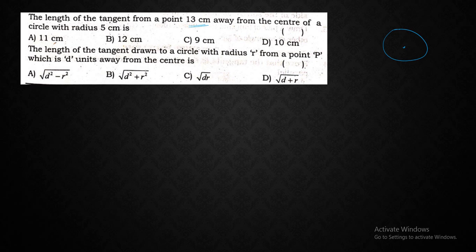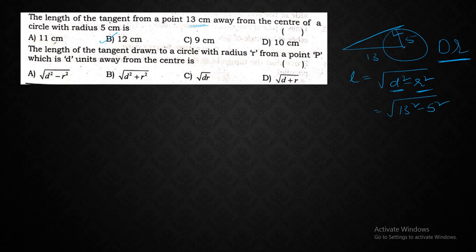Length of tangent. So that is nothing but this length of tangent, from a point 13 centimeters away from the center of the circle with radius 5, right? So length of tangent is given by square root of d square minus r square. So simply remember "doctor", which means d first and later r. So directly you can substitute the values. Distance is 13 square minus radius 5 square. So clearly it is 12 centimeters.